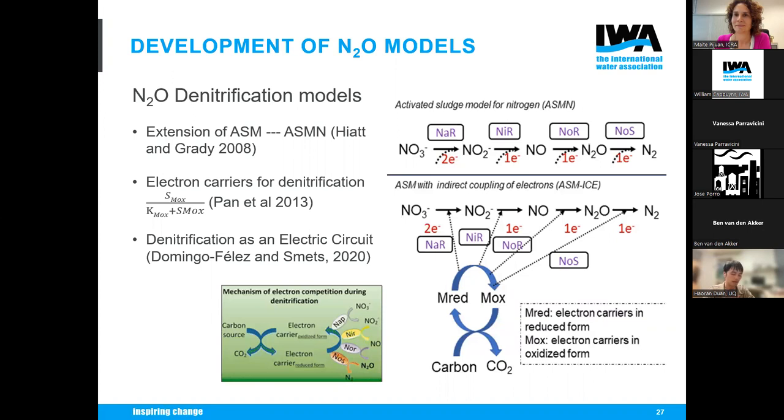Similarly, after the AOB pathways, for N2O emission from denitrification pathways, there were three models developed. The first one is the classic ASMN model. Basically, in this model, each step of denitrification was modeled from nitrate to nitrite to NO to N2O, then N2. So we will be able to get N2O emission from this comprehensive stepwise modeling. Then later on, it was realized there was actually electron competition in the denitrification process. Basically, some substeps may be more preferred for electrons. So Pan et al. at UQ proposed electron carriers in a denitrification model called ASMI. Basically, in this model, electron carriers were added in.